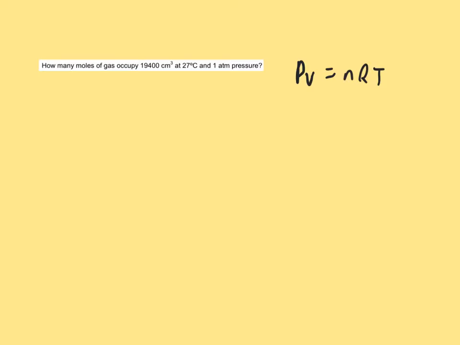Here's the next question. How many moles of gas occupy 19,400 centimeters cubed at 27 degrees centigrade at 1 atmospheric pressure? All 3 of those need to be converted. However, we first want to analyze. So what we're looking for, we've got a volume, we have a temperature, and we have a pressure, which I've told you about in the last video. In this one, what we're calculating is the moles.